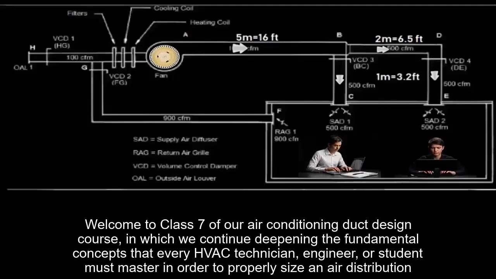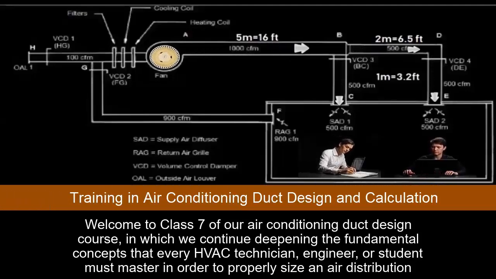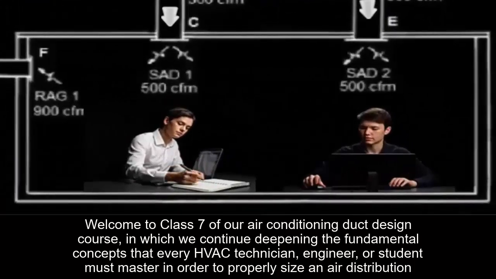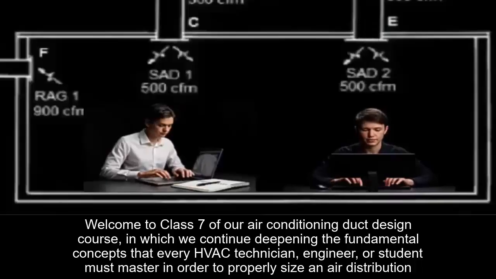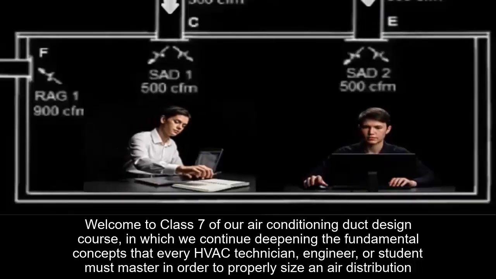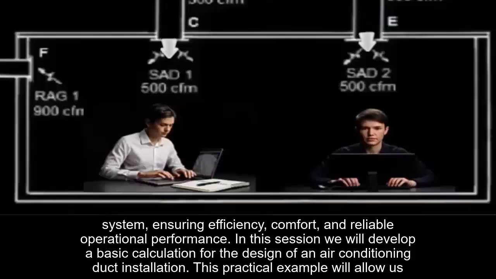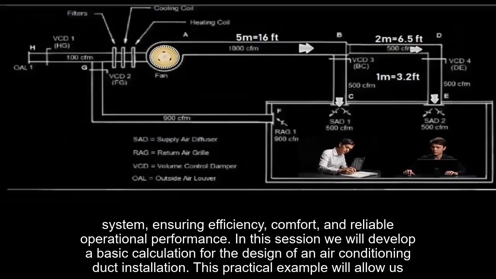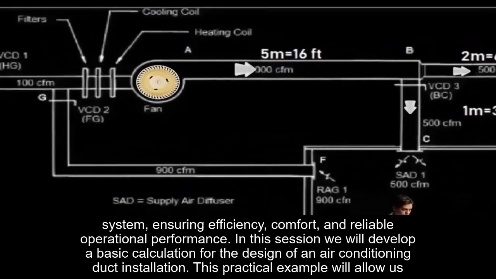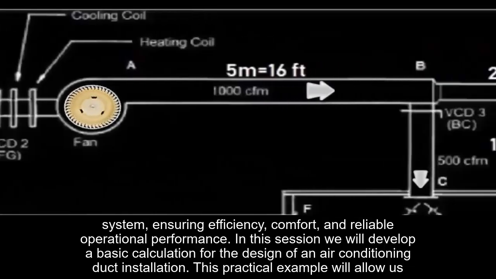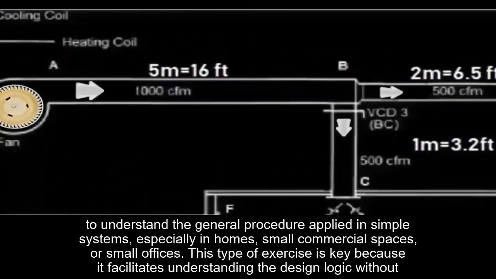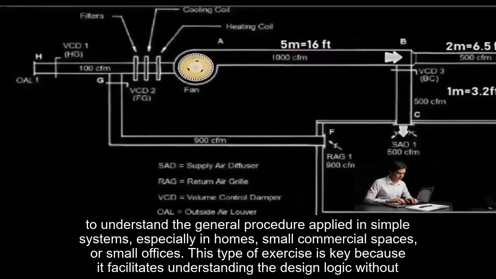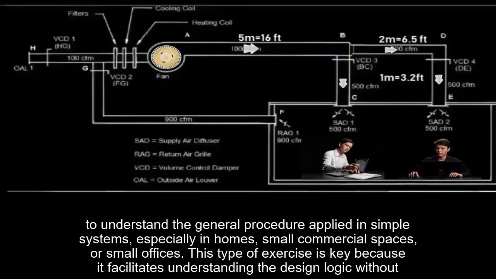Welcome to Class 7 of our Air Conditioning Duct Design course, in which we continue deepening the fundamental concepts that every HVAC technician, engineer, or student must master in order to properly size an air distribution system, ensuring efficiency, comfort, and reliable operational performance. In this session, we will develop a basic calculation for the design of an air conditioning duct installation. This practical example will allow us to understand the general procedure applied in simple systems, especially in homes, small commercial spaces, or small offices.